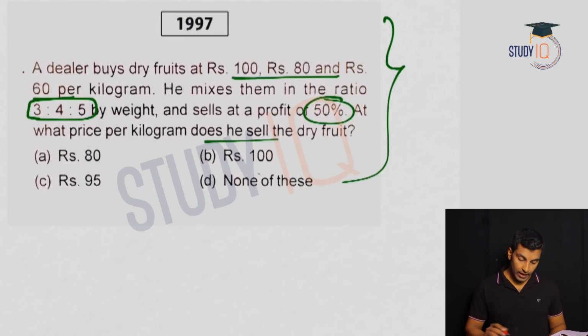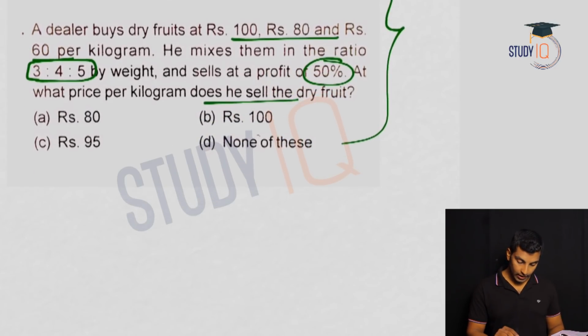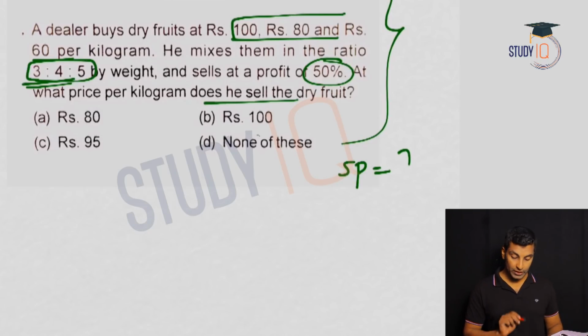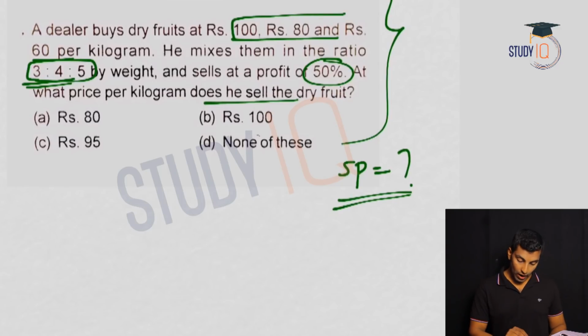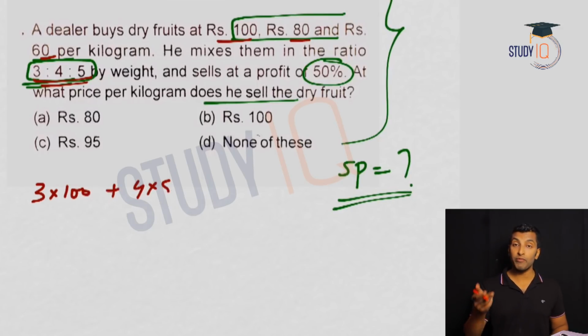Okay, so how will you solve? A dealer buys dry fruits at 100, 80 and 60 per kilogram, and then he mixes them in the ratio 3, 4, 5. So he mixed that and sells at a profit of 50%. He is mixing, and after that he is selling at 50% profit. And what price per kilogram does he sell the dry fruit at? So the ratio 3, 4, 5 also needs to be considered, and we need to see what is the selling price which will give him 50% profit.